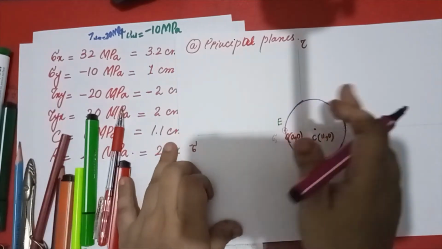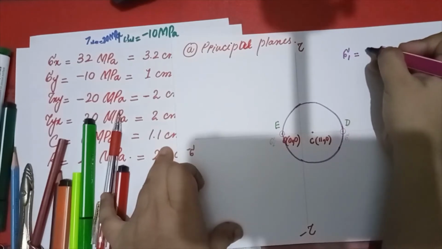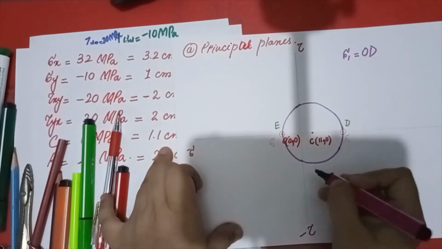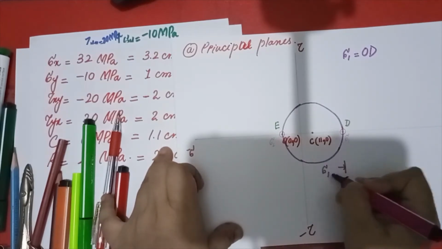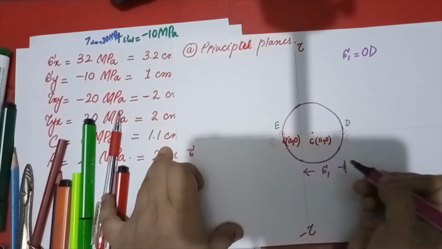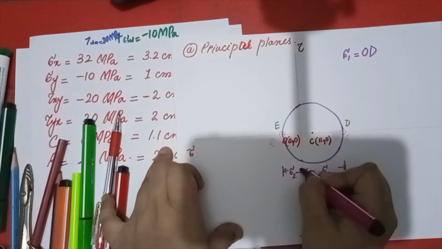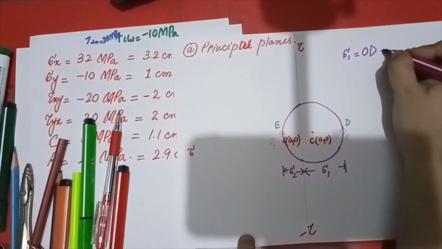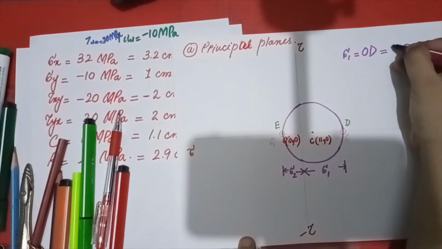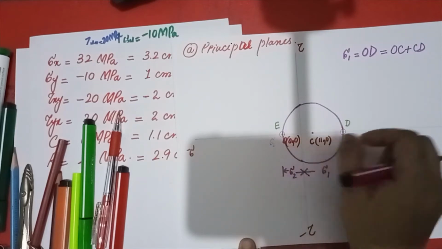Sigma 1 is equal to O to D, because the length of sigma 1 will be this, and sigma 2 will be this. So sigma 1 is equal to OD, which equals OC plus CD.